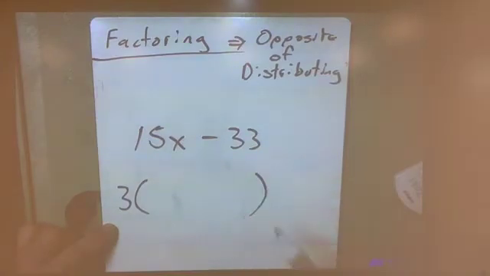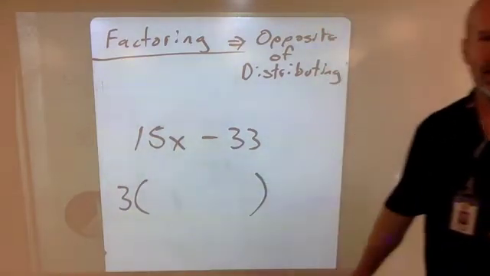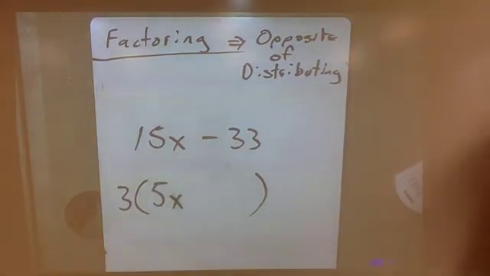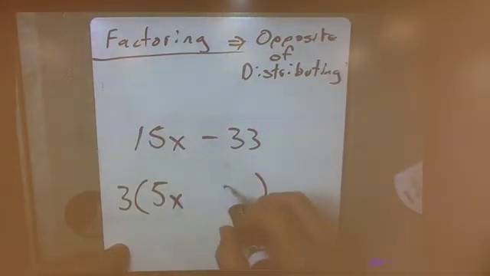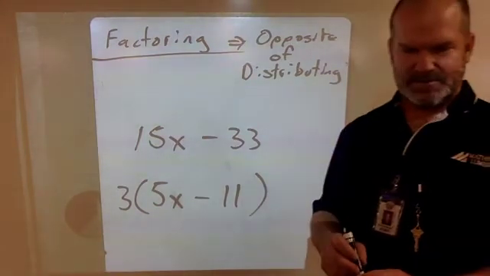How many times does 3 go into 15? How many times you got to multiply 3 by to make it equal 15? 5 times. So that's a 5x. How many times does 3 go into 33? 11 times, so you got to multiply it by 11, and it's got to be a negative 33, so make sure it's a minus 11. So that's how you factor.